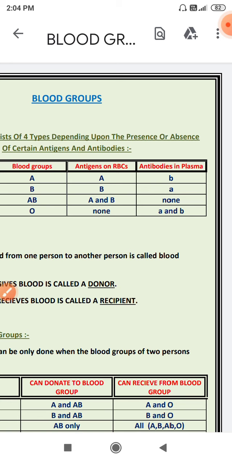In the case of antibodies, blood group A has small b, blood group B has small a, blood group AB has no antibody, and blood group O has antibodies A and B.